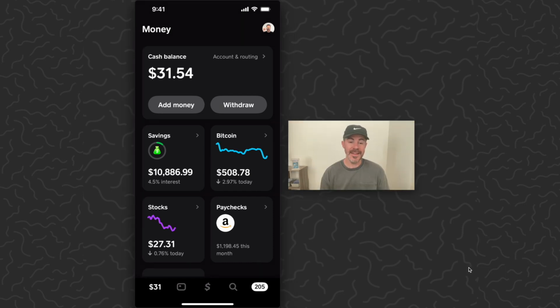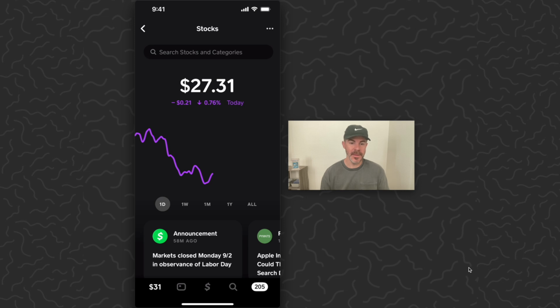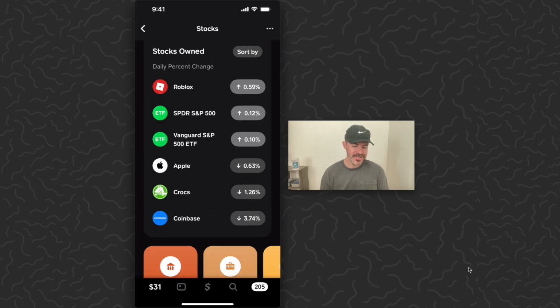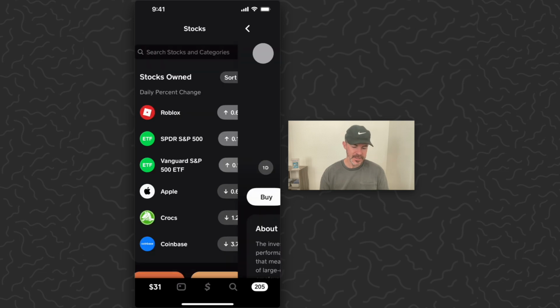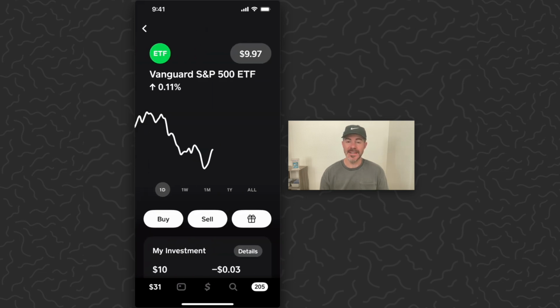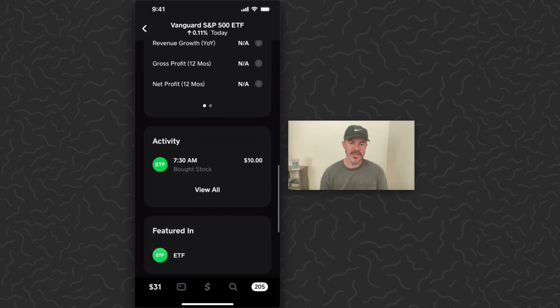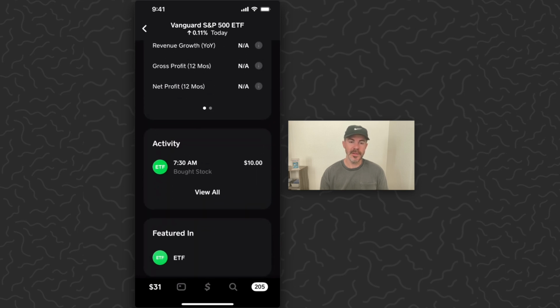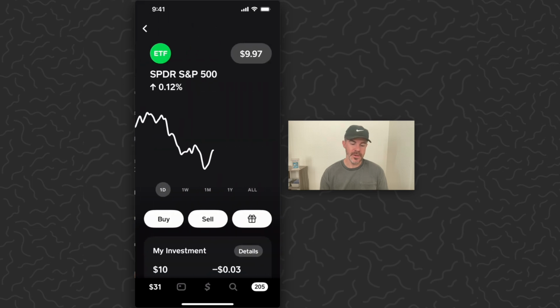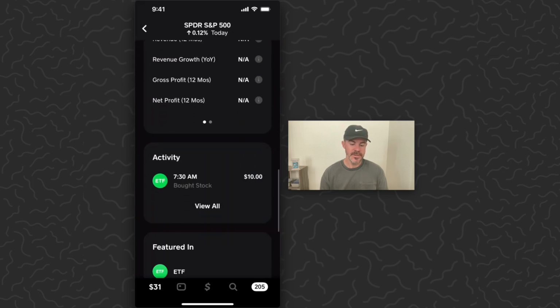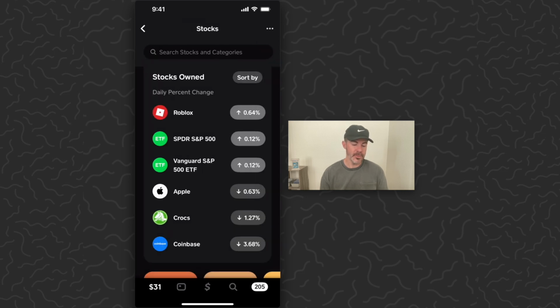Okay, so it's the next day. We can go to my stocks here and see my balance has increased because I've made the two purchases of these ETFs. If we tap on these, we can see I'm down 3 cents, but no worries, this is a long-term investment. And we can see this purchase went through right at 7:30 a.m. And then if we click on this one, same story. This purchase also went through at 7:30 a.m. So both went through right when the market opened.